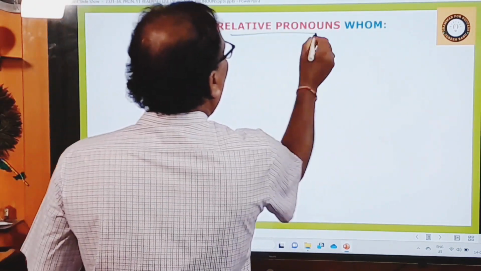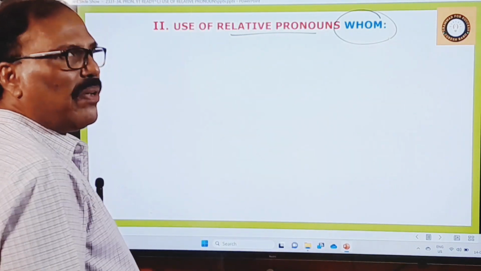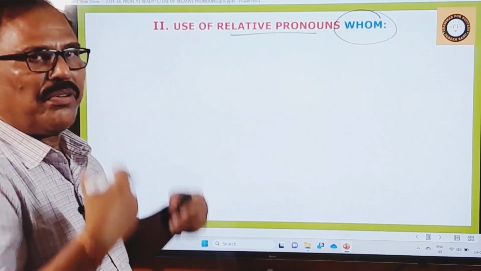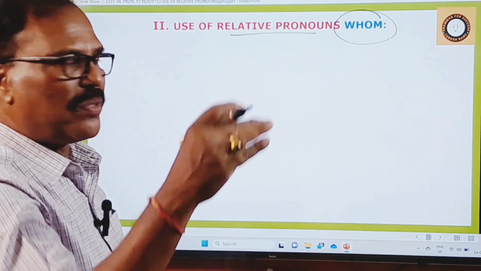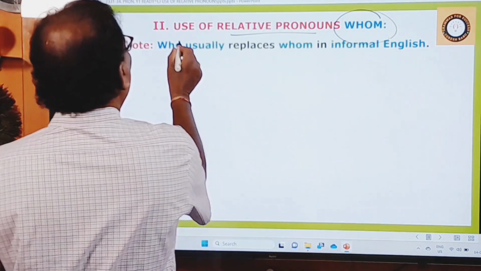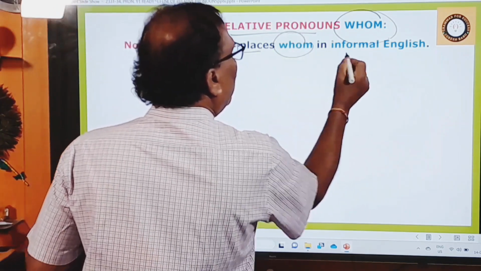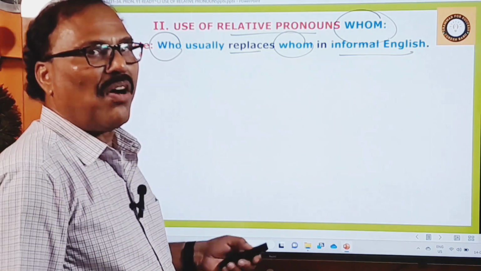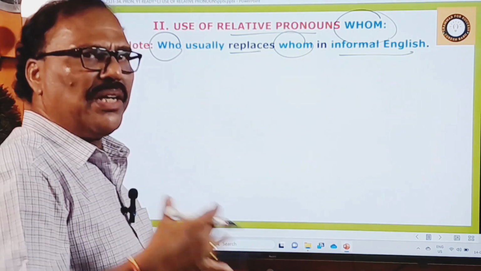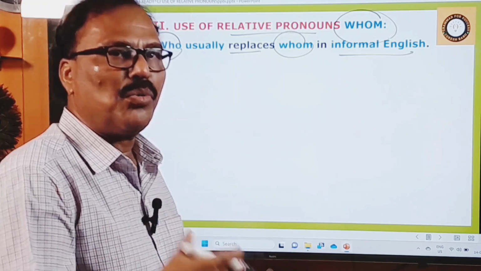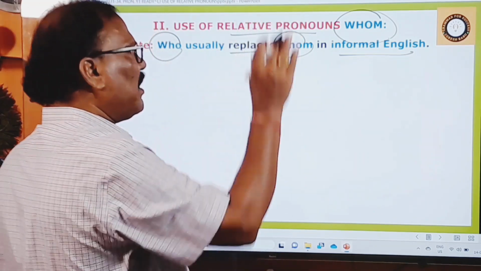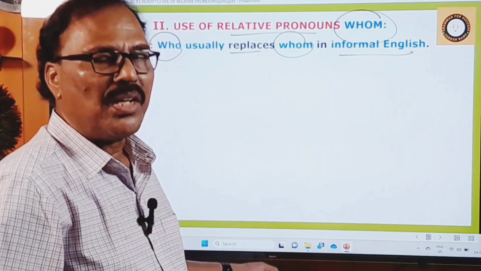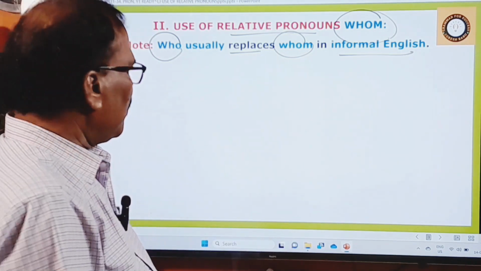The use of relative pronoun whom. Whom, the form that has come out from who, whose. Okay, what is that? Who usually replaces whom in informal English. Informal means, what is that? Not formal English. Formal means English that is spoken according to the rules and formalities. That's called formal English. Informal English means English spoken not according to the rules. That English is called informal English, right?